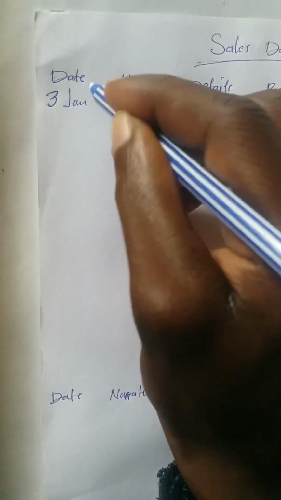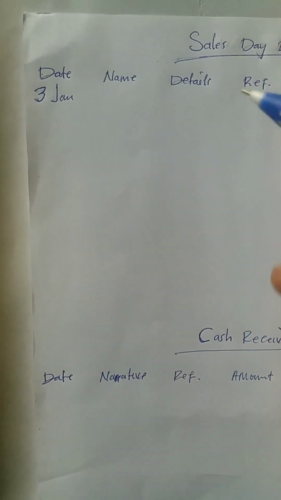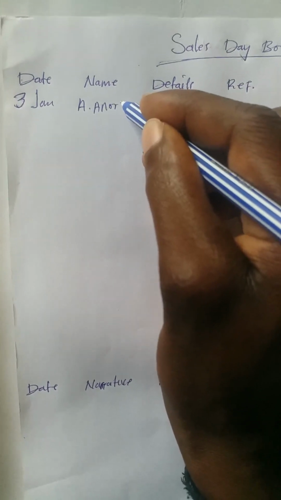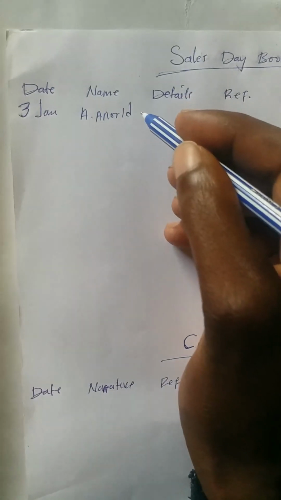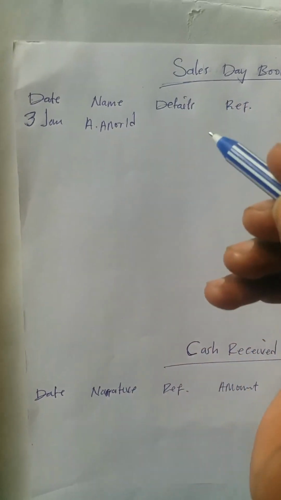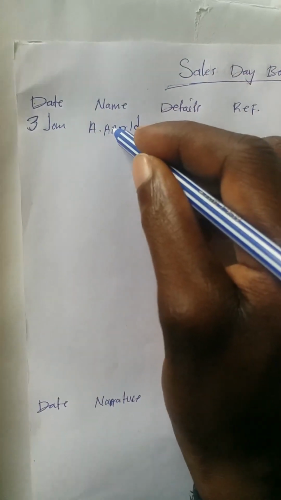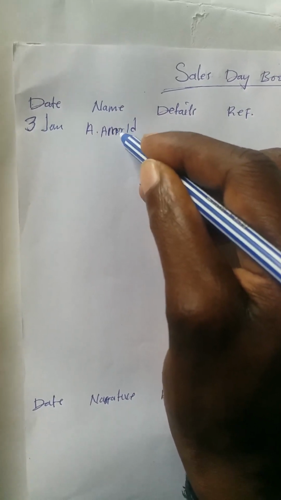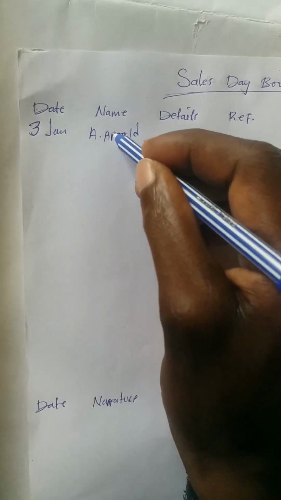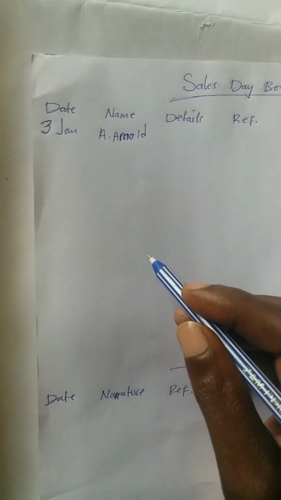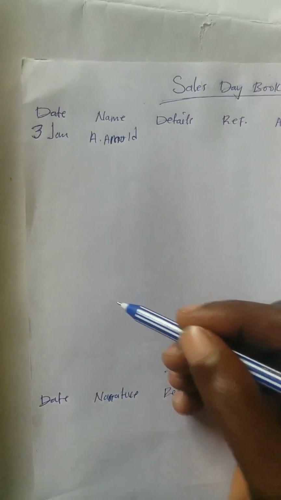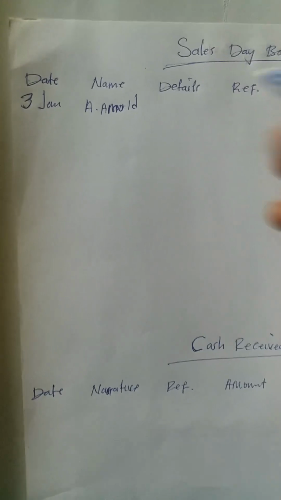3rd Jan, and the name is A. Arnold, the one we invoiced. The spelling is A-R-N-O-L-D. Then in the details, we say this Arnold got hardware goods.